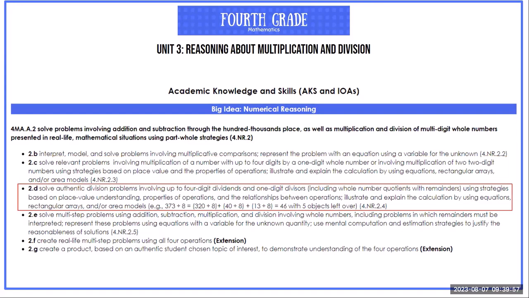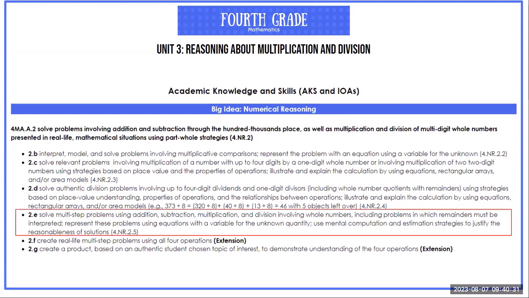For IOA 2D, students solve mathematical problems related to everyday life involving division of whole numbers. Students divide up to a 4-digit dividend by a 1-digit divisor using a variety of strategies based on place value and the properties of operations. Students illustrate and explain their calculations using equations, rectangular arrays, and or area models. Students demonstrate an understanding of multiplication and division and interpret whole number quotients and remainders.